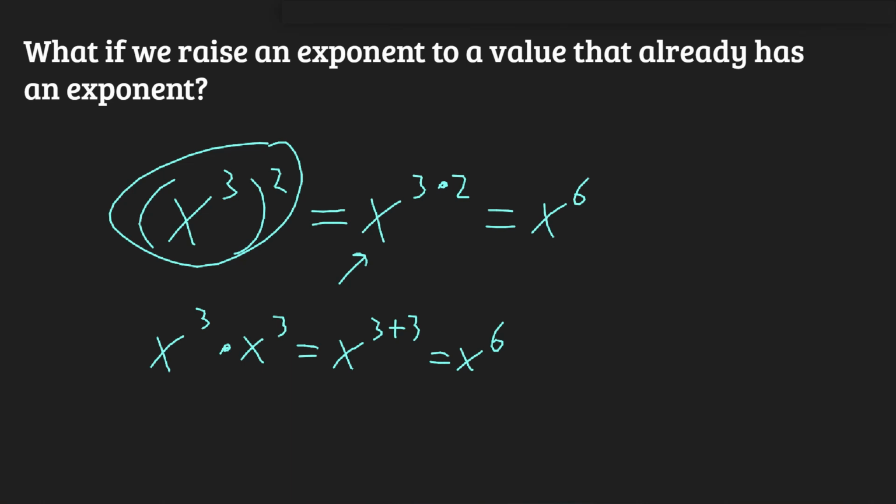Now, this is also true for negative exponents, and this will lead us into our next subject. Let's say we have x to the power of 4, to the negative 2. That's equal to x to the power of negative 8. And we'll talk about that now.